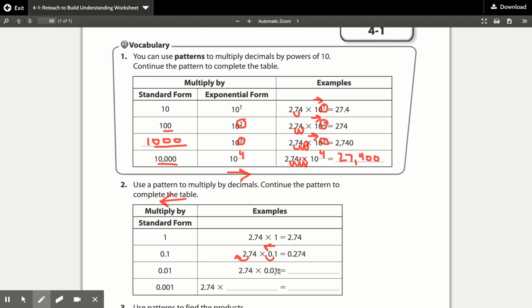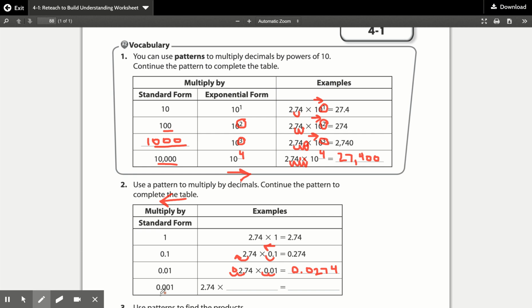If I have 0.01, so 2.74 times 0.01, I now have 1, 2 zeros. So I'm going to move my decimal 2 spots. And just like it did up here, any of those empty spots now turn into zeros. So I now have 0.0274.